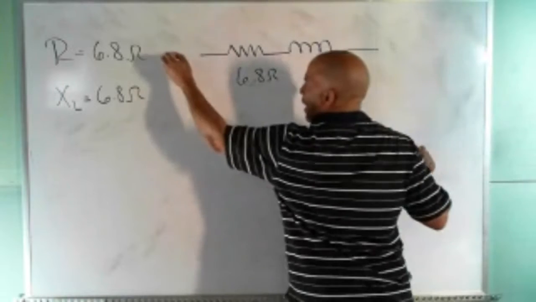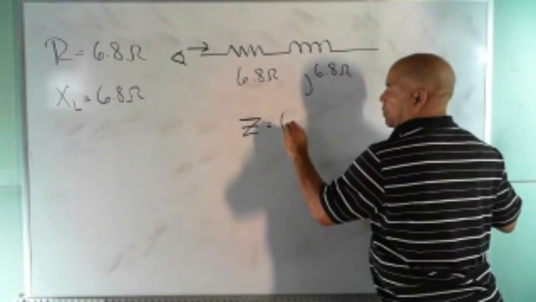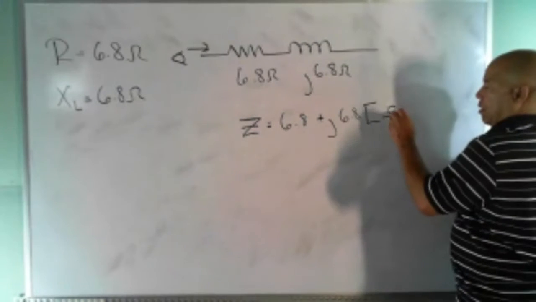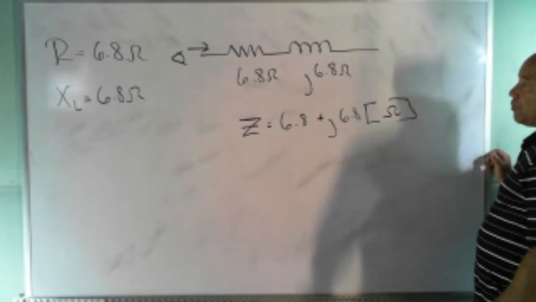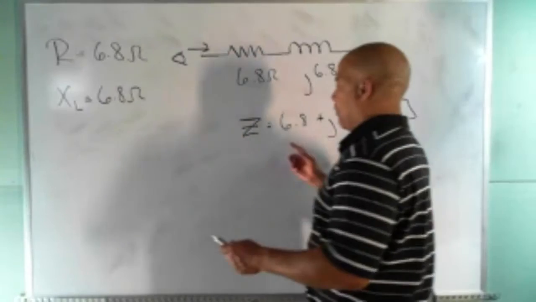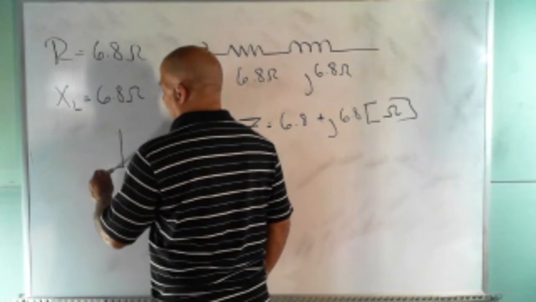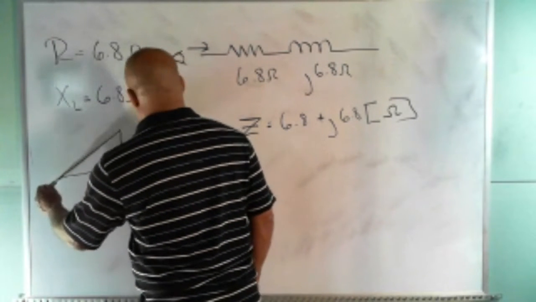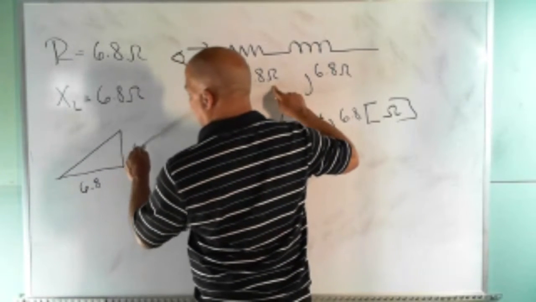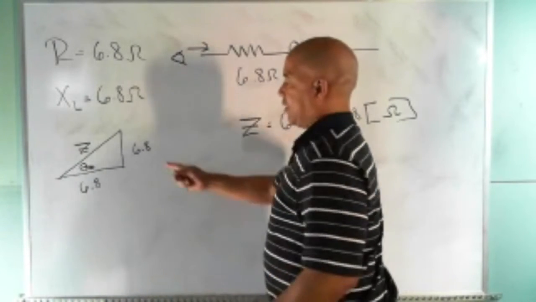So Z, here's my eyeball looking into there. The impedance I would see is Z equals 6.8 plus j6.8 ohms, like that. So there it is in rectangular form. Now, to go to polar, you have to convert this over. So here's my impedance diagram. And they gave me R, 6.8 for that. They gave me 6.8 for this. So what I have to find is Z, and I have to find theta Z. Then I can use the Pythagorean theorem on here.